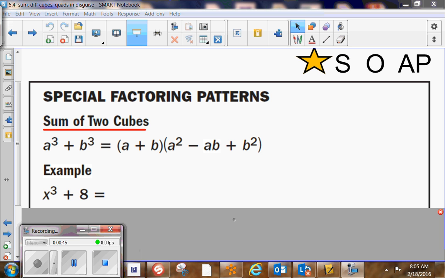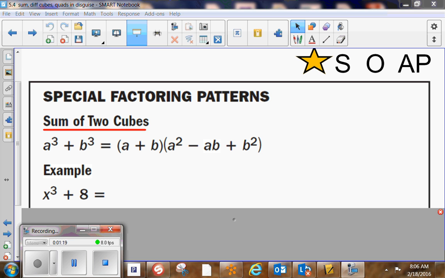Any of you who did learn this, did any of you learn the SOAP business? You know what that means, S-O-A-P? Let me tell you what that is. You'll take it with you. Notice that when you have a sum of two perfect cubes, you have a binomial times a trinomial. Always. This binomial is always the cube root of the two numbers. Cube root of A is A, cube root of B is B, and then A squared. This will be the product of A and B, and this is B squared.